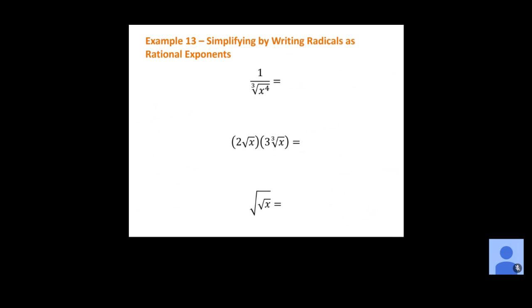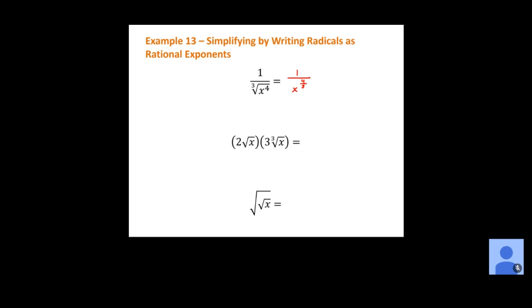All right, so again, we want to simplify each one of these now, and we're going to do that by rewriting these as fractional exponents. So we have 1 over the cube root of x to the 4th power. So first step, let's rewrite this radical here. I'm going to keep the x. We know the exponent becomes the numerator, the index becomes the denominator, so that's going to be 4 over 3.